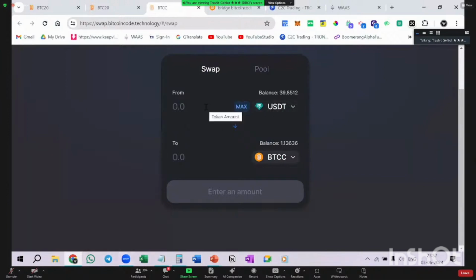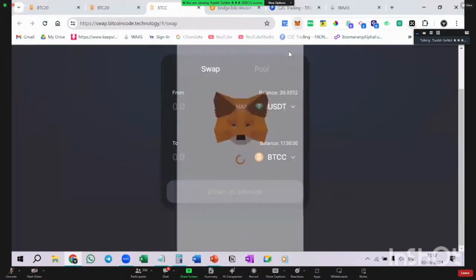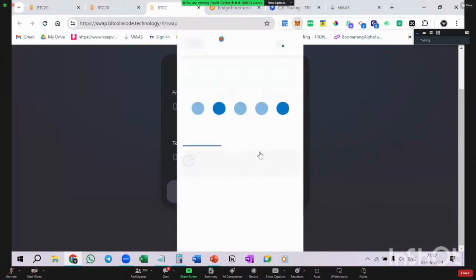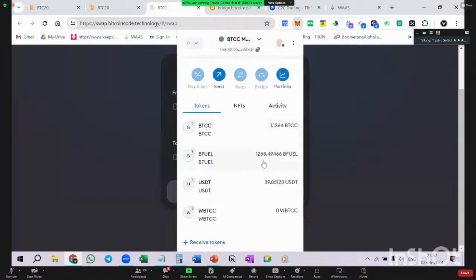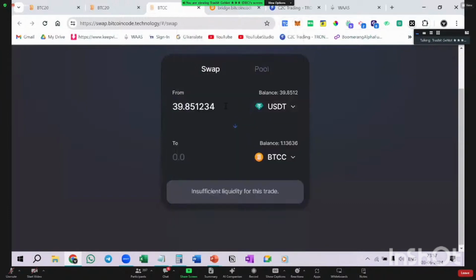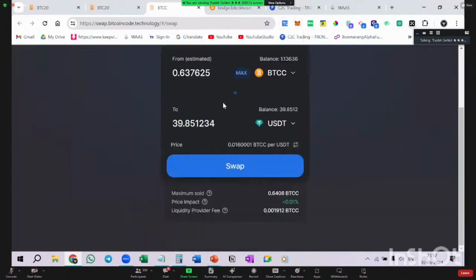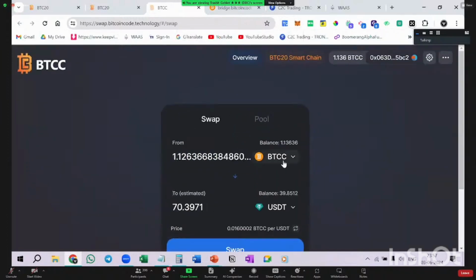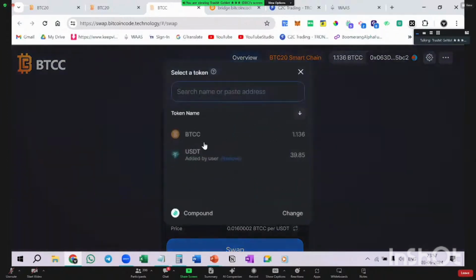So you can bring in USDT into our blockchain. It will be available on your wallet, right? It is available on your wallet, almost 39.85. Let me put max 39.85 available. And I'm sorry.